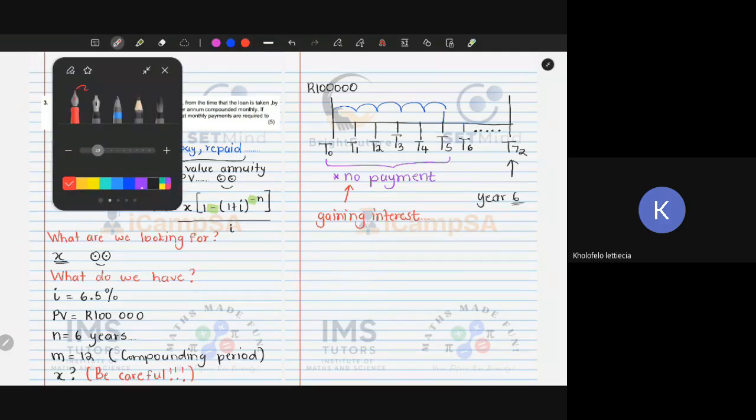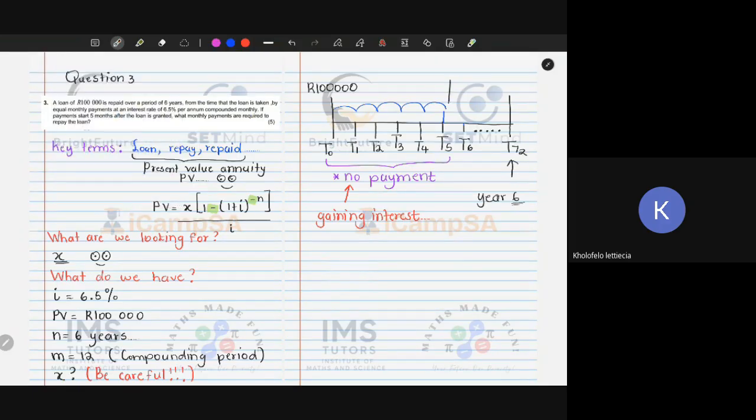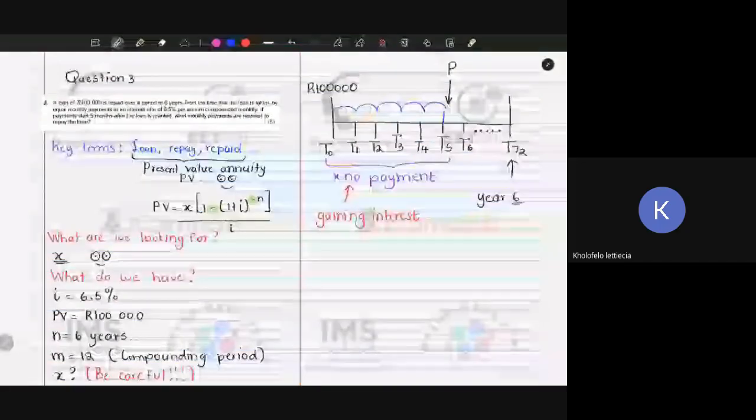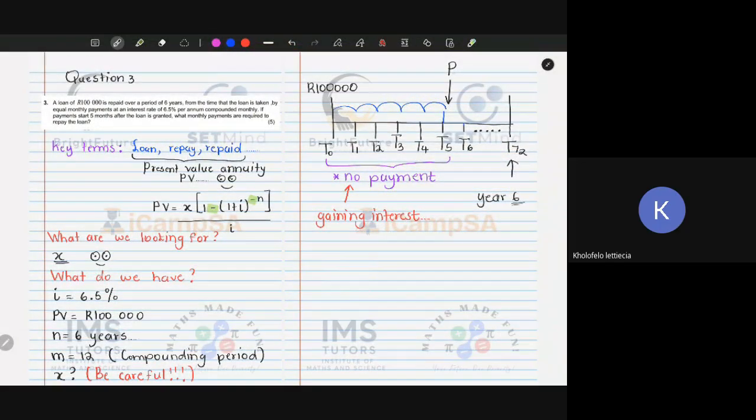So by the time we get to the end of month number 5, the loan would have been more because we delayed paying it, guys. So we need to figure out how much we are owing at the end of month number 5, which we are then going to use to calculate the X. So this one we'll call it P5. That is the amount which we owe at month number 5.